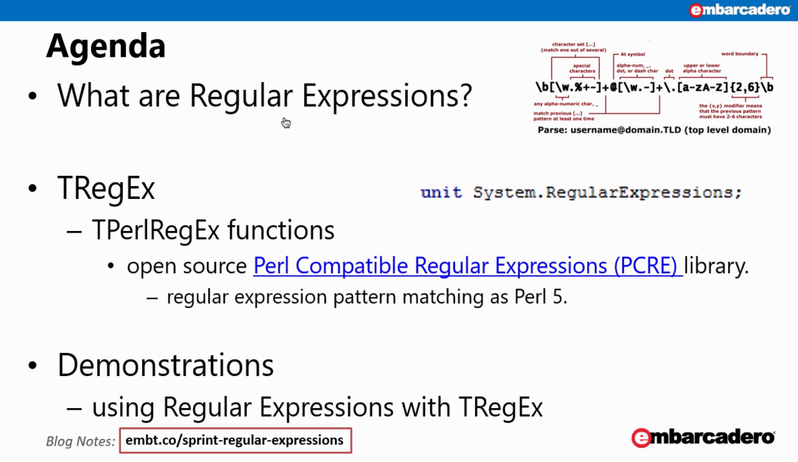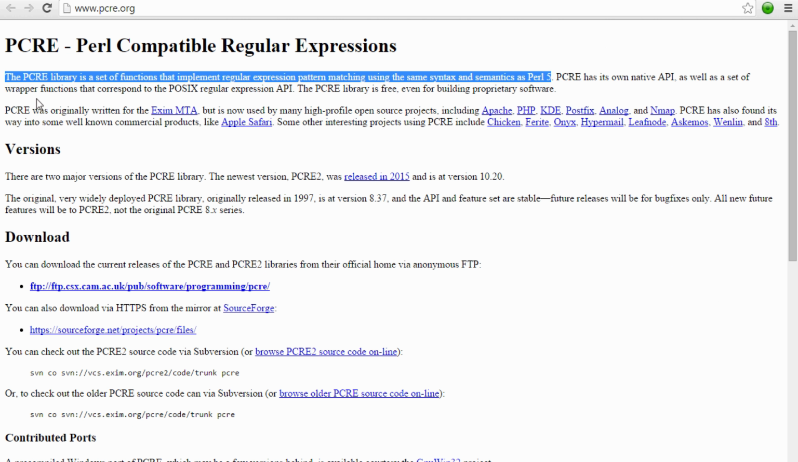For this skill sprint, I'll quickly define what regular expressions are and what you can do with them. We'll look at the TRegEx record for handling regular expressions, and we'll see that TRegEx calls the Perl RegEx functions that interface with the open source Perl Compatible Regular Expressions library. If we look at the website for PCRE, we see that the PCRE library is a set of functions that implement regular expression pattern matching using the same syntax and semantics as Perl 5.